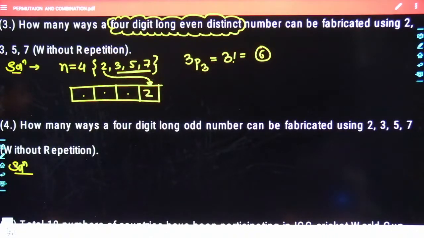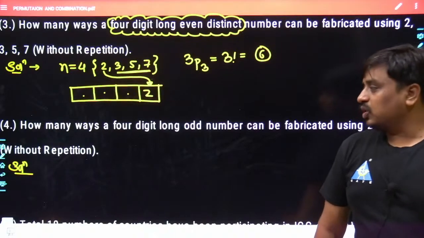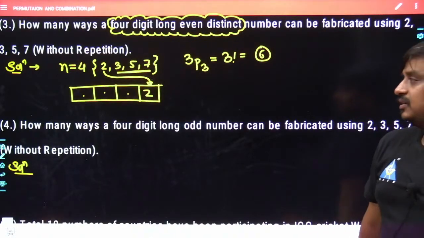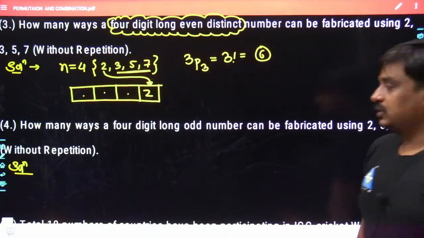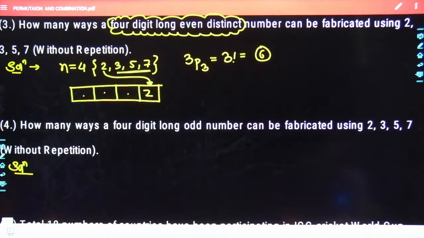How many ways can a 4-digit long odd number be fabricated using 2, 3, 5, 7 without repetition? Anyway, there are 2 different ways through which the problem could be solved, and I would give you both of the methods. Tell me what would be the answer. This problem should not take more than 60 seconds. As per Aniket Sahu, the answer would be 3 into 3 factorial. The answer according to him is 18.